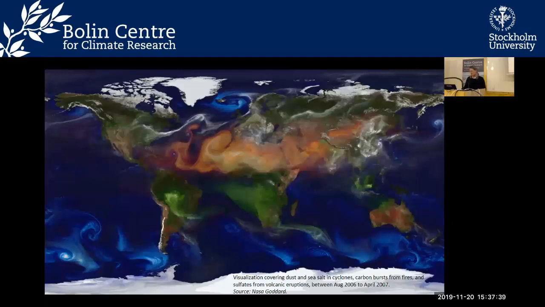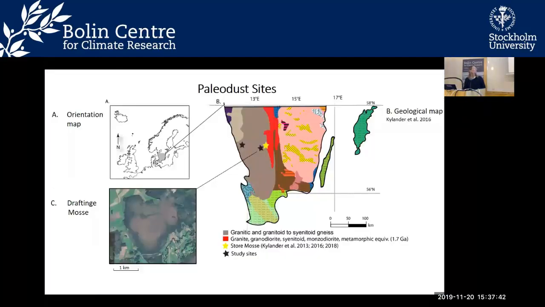And the area that I work in, Scandinavia or Sweden, is only represented so far by one paleodust study, and that's been done on Store Mosse, which is the site that Eleanor was talking about, and my supervisor Malin published that study in 2013. My site, Draftinge Mosse, is located just 15 kilometers southwest from Store Mosse. It's located in a granitic bedrock setting, so we expect to find minerals such as quartz and feldspars, muscovites, and maybe some clays.